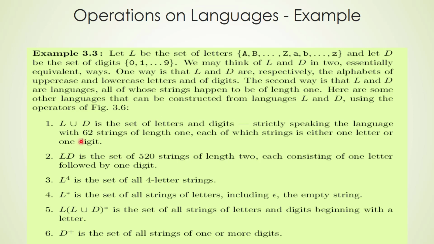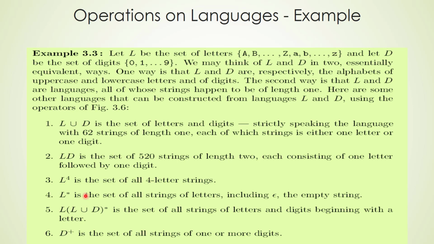L union D is a set of letters and digits, strictly speaking, a language with 62 strings of length 1. That means 52 plus 10, each of which is either one letter or one digit. Similarly, LD is a set of 520 strings of length 2, each consisting of one letter followed by one digit. LD will contain strings of length 2, where the first symbol will be from L and the second from D. In L we have 52 strings and in D we have 10 strings. So 52 times 10 is 520 strings.